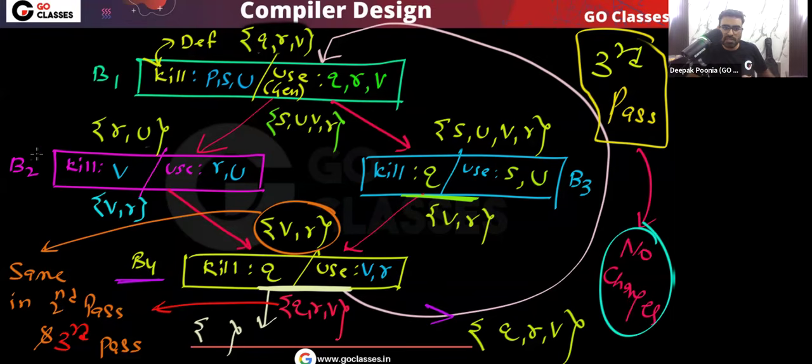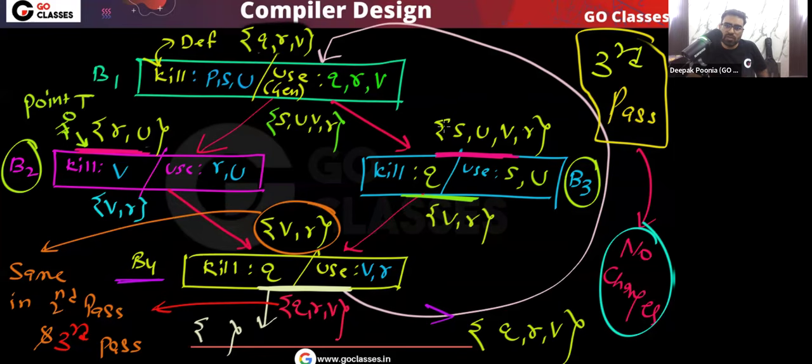Now, what was the question asking? The question was asking that for this basic block B2 and for this basic block B3, immediately before the basic block B2 and immediately before basic block B3, which variables are alive at both these points? The question was interested in these two points. This was our point T, and this was our point T dash. Now the question was asking the intersection, meaning which variables are alive at both these points.